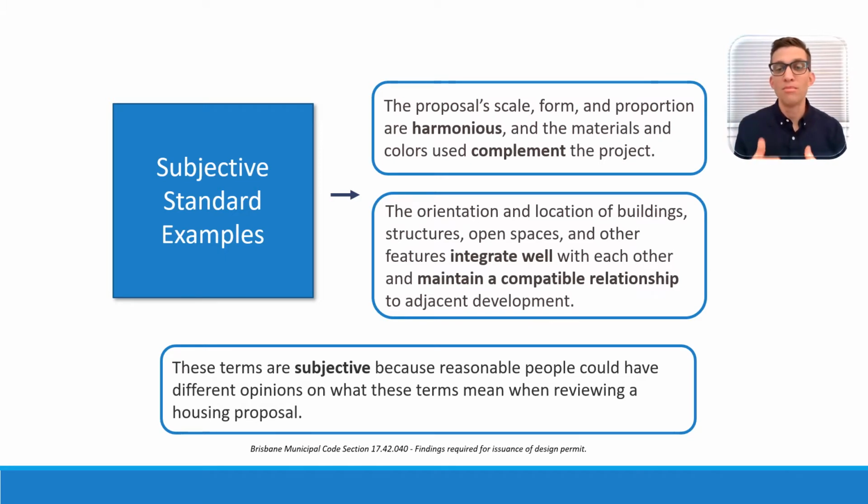Now, these terms, harmonious, complement the project, integrate well, maintain a compatible relationship, are subjective really because 2 reasonable people, whether they're sitting on the planning commission, sitting on the city council, or residents, really could have different interpretations. There's no definition of harmonious or complement or integrate well or maintain compatible relationship. So that puts property owners and developers of housing in an awkward position where they don't know whether or not they'll be able to gain approval, and state law does not want to have that happen.